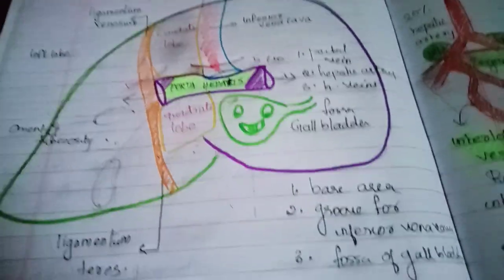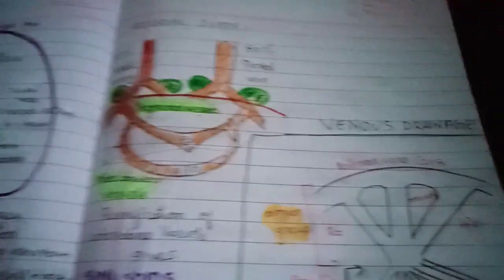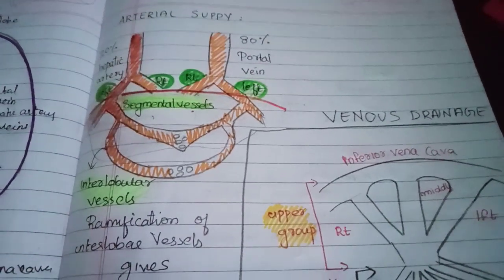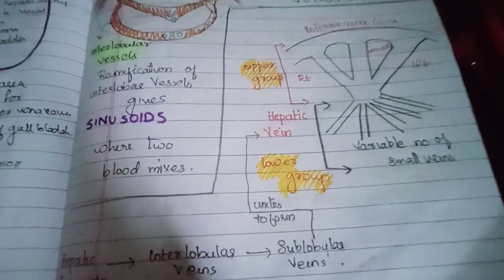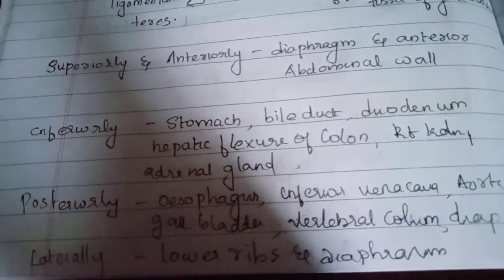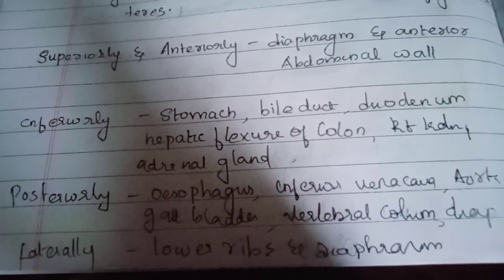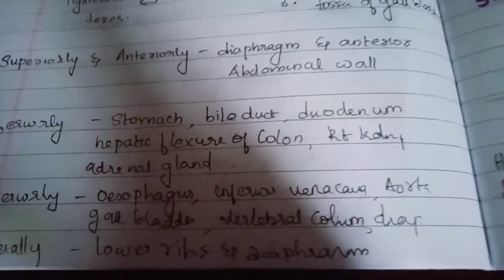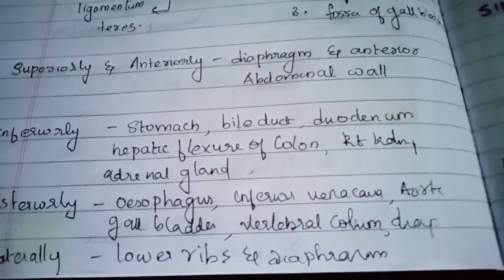Then we had the arterial supply. Then we went through the venous drainage and then moved into the relations: superior, anterior, inferior, posterior, and the last one, lateral relation. These are all about the liver, which is the largest gland in our body.